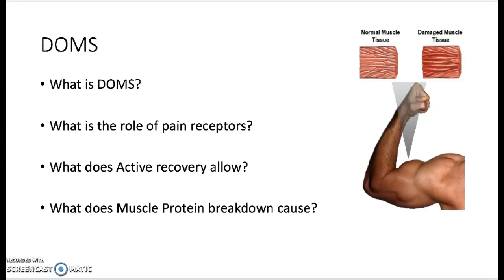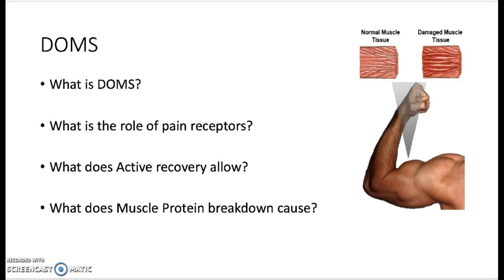DOMS. DOMS is the delayed onset of muscle soreness. It is where blood pH is lowered during intense exercise when it is sensed by the pain receptors. Active recovery allows active muscle to be flushed with oxygenated blood, reducing the effects of lactate and speeding up recovery.